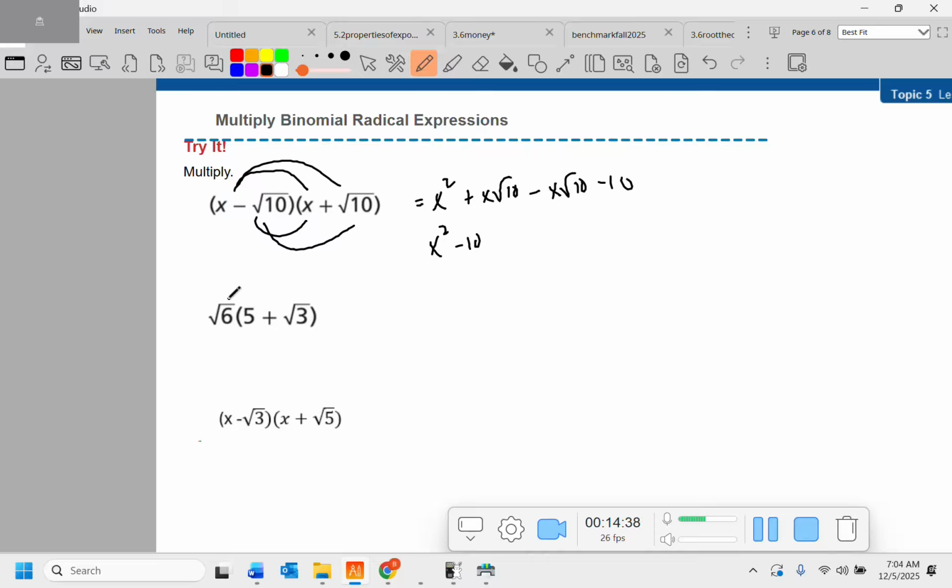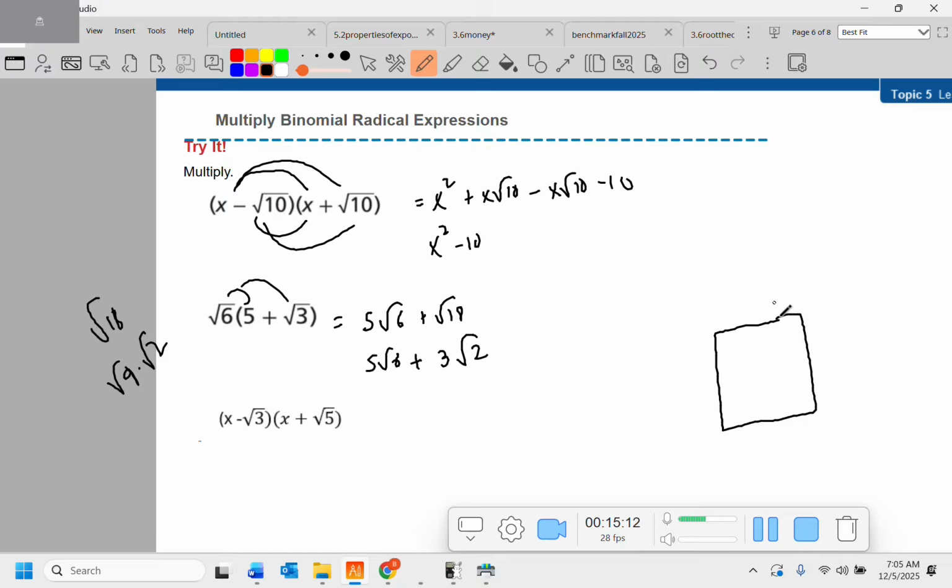The second one is simply what we call the distributive property. Root 6 times 5 is simply 5 root 6. Root 6 times root 3 is going to be root 18. And wait, there's more. The root of 18 is root 9 times root 2. Think about that. Root 9 is 3. So 3 square roots of 2. Always simplify. Always simplify.